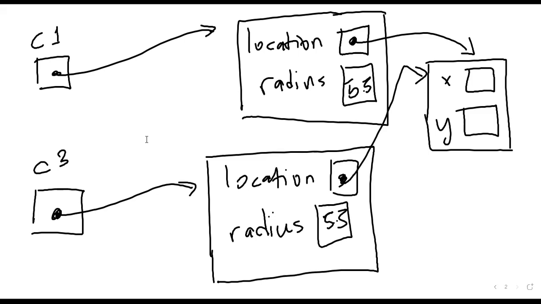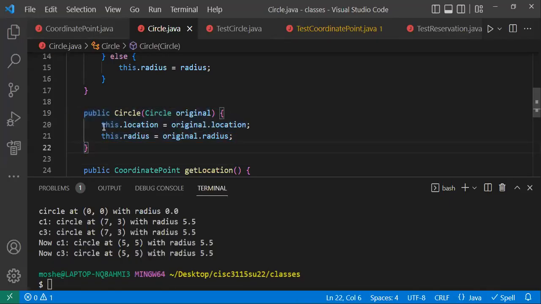And the reason for this, again, this is not ideal, but the reason for this is the way I wrote the copy constructor in Circle. Right? So what did I say? I said this.location equals original.location. So I'm just making a reference copy of original.location. Original.location is a reference that refers to a coordinate point object. What I'm doing here on line 20 is I'm making a copy of that reference, but I'm not creating a new object for my new circle. It's the same coordinate point object.